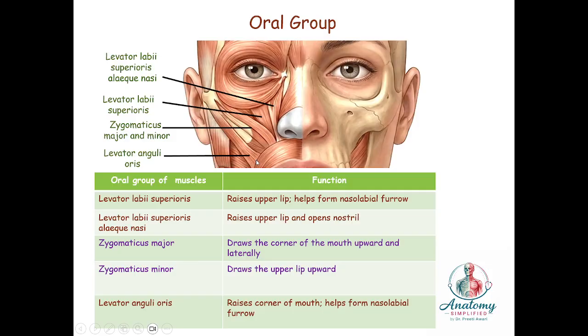Then a muscle attached to the angle of the mouth, levator anguli oris, going from the angle of the mouth to the zygomatic bone. When this muscle will contract, it will raise the corner of the mouth and help in formation of nasolabial furrow.